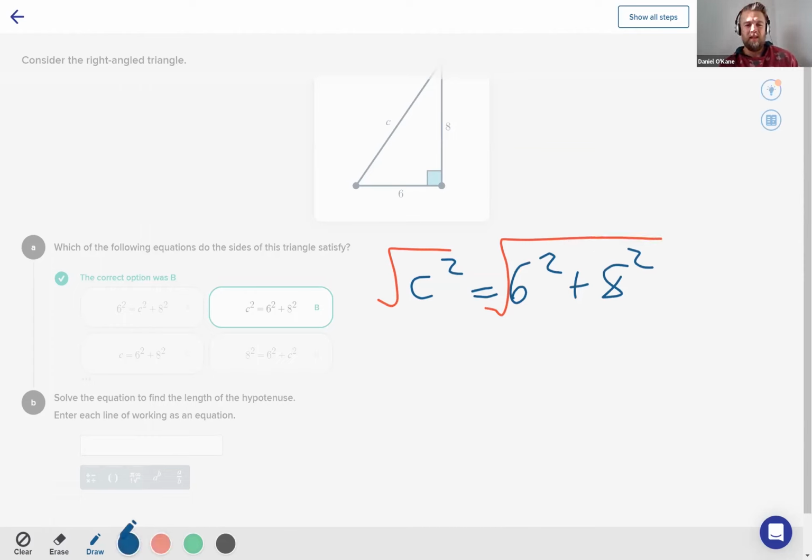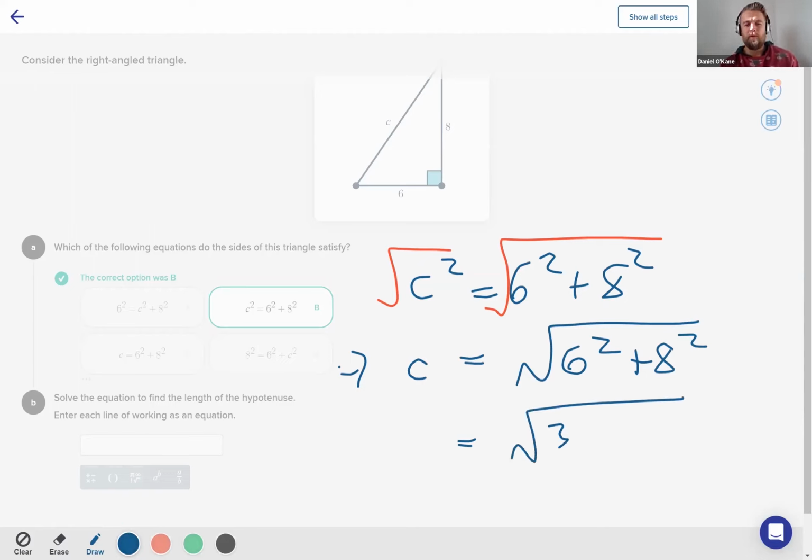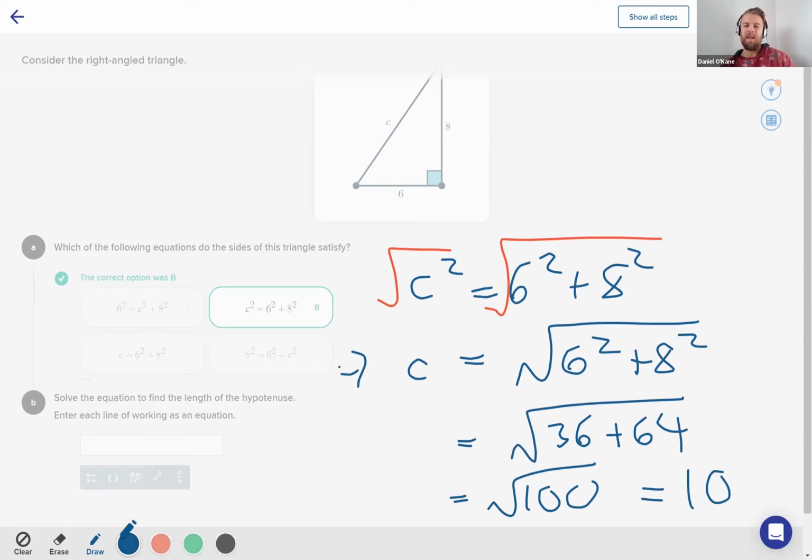Okay, so then you get that c is equal to the square root of 6 squared plus 8 squared. So that becomes the square root of 36 plus 64, which is the square root of 100. So it's still going to get you the same answer, 10. It's just a different method.